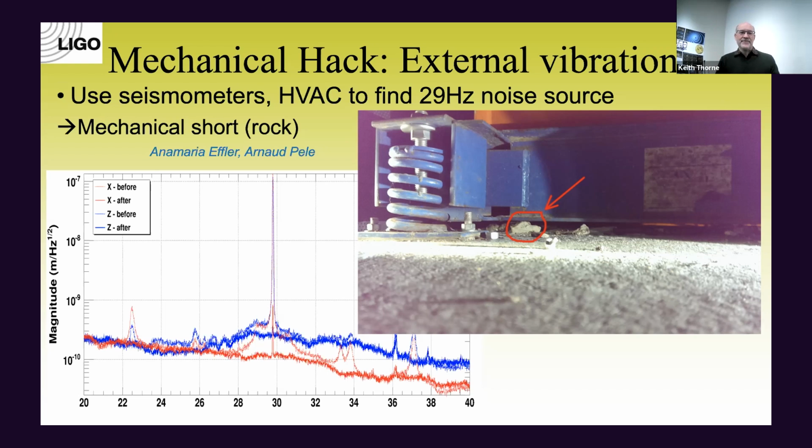And Anna Maria Effler and Arnaud Pele found this. They used seismometers and turned the HVAC on and off to find what is causing it. And they isolated it. And you'll see this picture here. Now the graphic shows it before and after. You see this picture, that's a spring-loaded mount for an HVAC fan. Now, you may see that circle thing. Now, you may think that's a rock. That's a mechanical short, if you ask a mechanical engineer. Okay, it's a rock. So we had to find those.